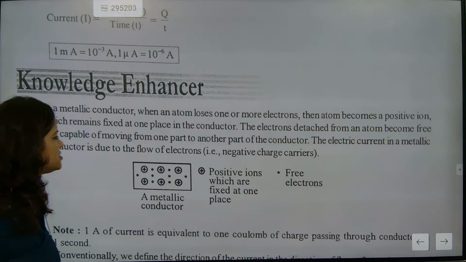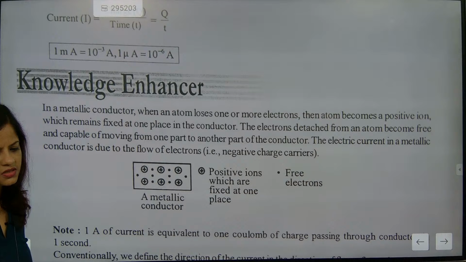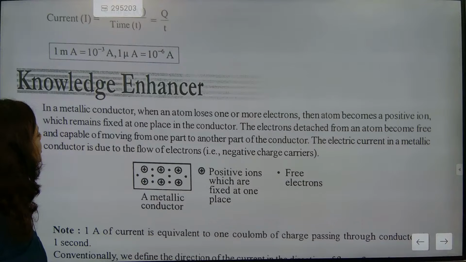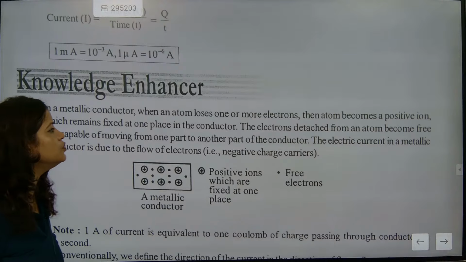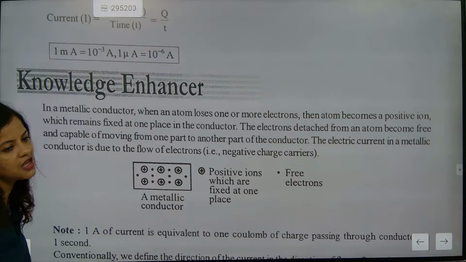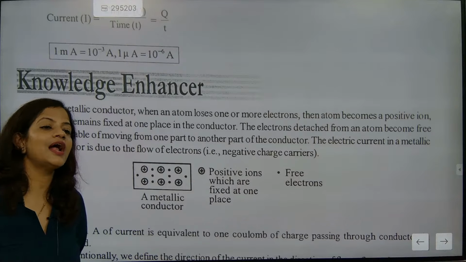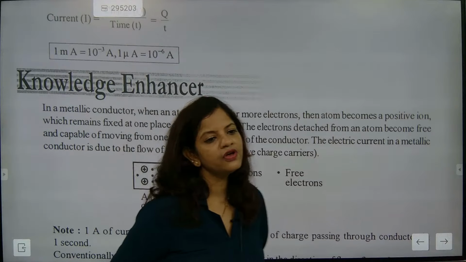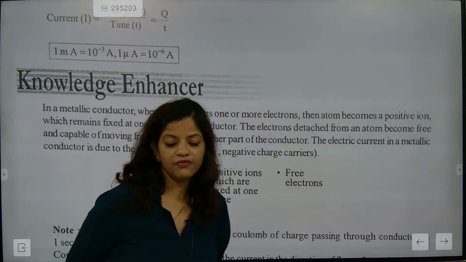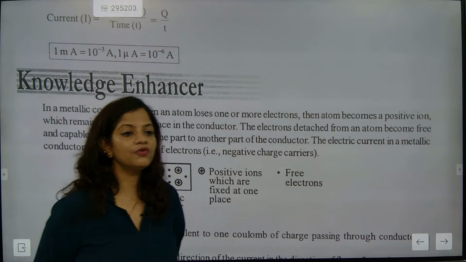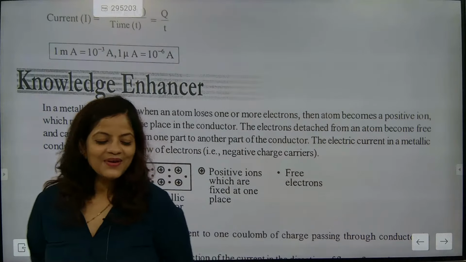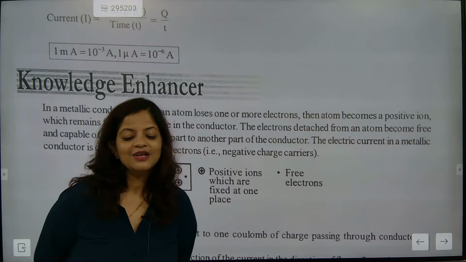Now we are going to understand some very important things. This is exactly something which is very, very important for us. In a metallic conductor, when an atom loses one or more electrons, then the atom becomes a positive ion. This we have already discussed. I drew it now. Atoms can get converted into ions by loss of electrons. And when we give, we become positive, because all people say, "You're a very good person, because you have donated." So whosoever is donating will always become positive. Yes, beta. So, loss of electrons.